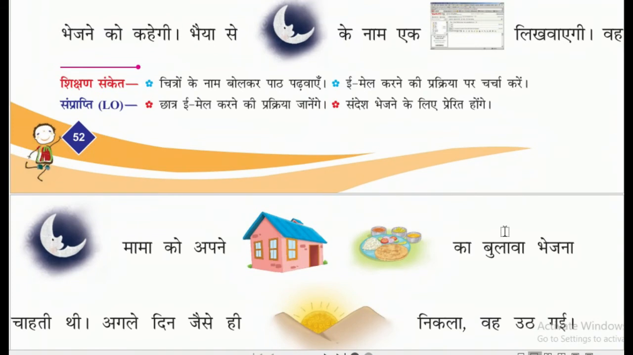But here, she wants to send Sanda Mama an invitation to come to her house for lunch. Why does she want to write a letter? Because she invited Sanda Mama to her house for lunch. This is a picture of a ghar, home. Home, what do you say? Ghar. This is food. Food, what do you say? Oh, very good. Khana. So she would like to call Sanda Mama to her house for lunch.